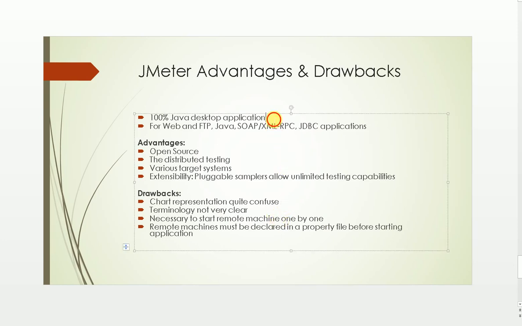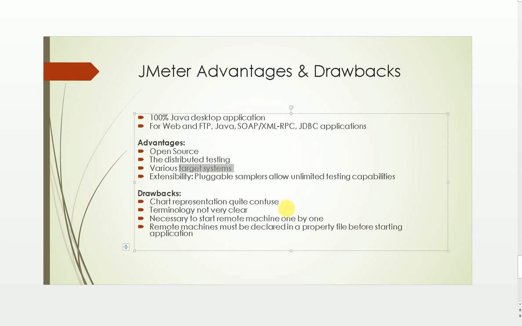Then the final step is JMeter advantages and drawbacks. The advantage is that it is a 100% Java application, so you can run it on any platform. Okay, and if you want to test web, FTP, or web services, and also database testing, you can do that. And it's open source. You can do distributed testing and target various systems.